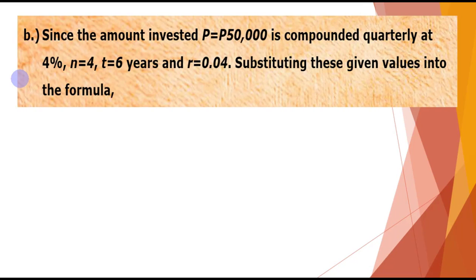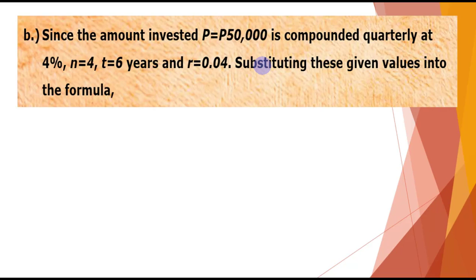For letter B, we are to get the amount if this principal amount of 50,000 is compounded quarterly. In this case, we have the same principal amount, the same T, 6 years, and the same R, 4%, but the number of compounding periods in 1 year is 4, because in 1 year there are 4 quarters.